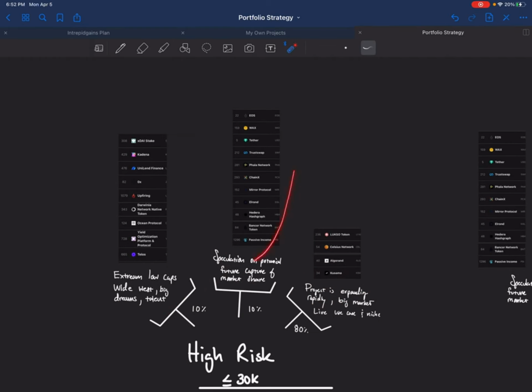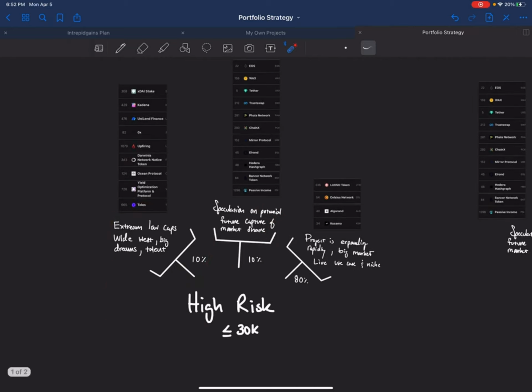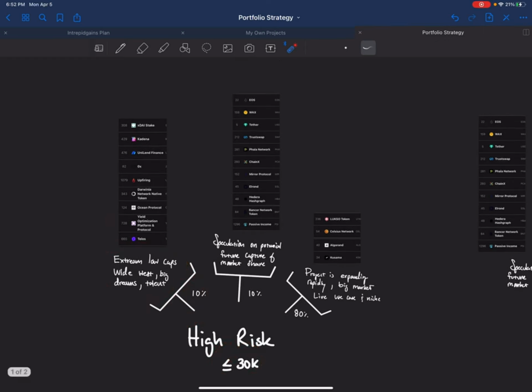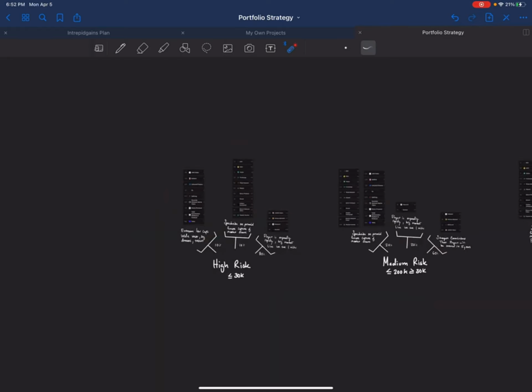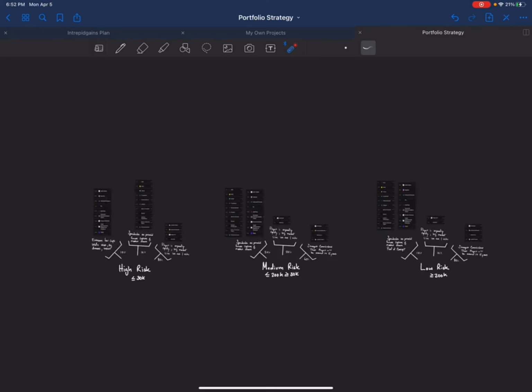And then obviously the Wild West, right? With values that are even lower like this, you may even want this to be 20%. The extreme low caps, Wild West, big dreams. Make sure the people are talented, they have big dreams, and they're tiny market caps, right? So this is the basics of portfolio construction.